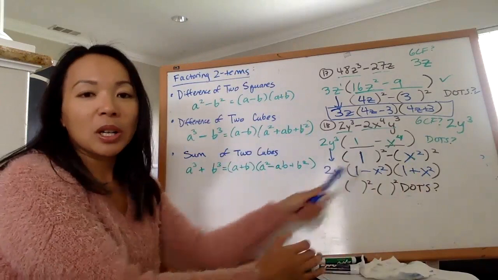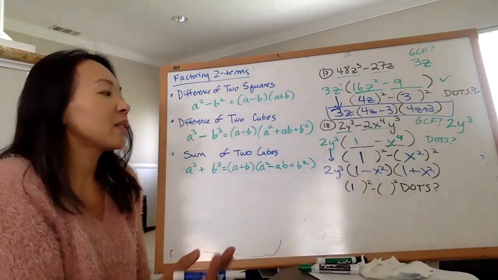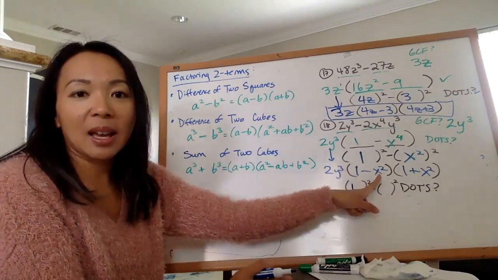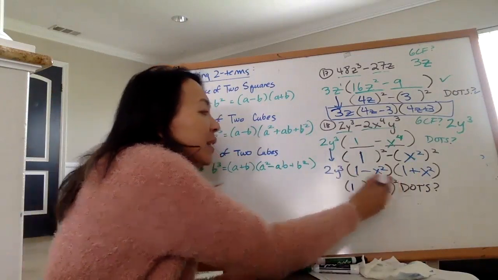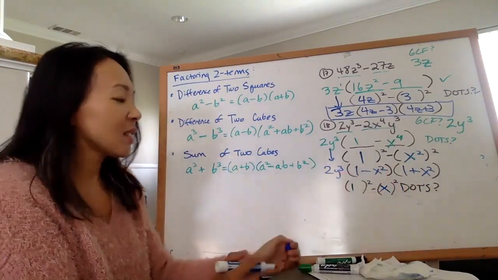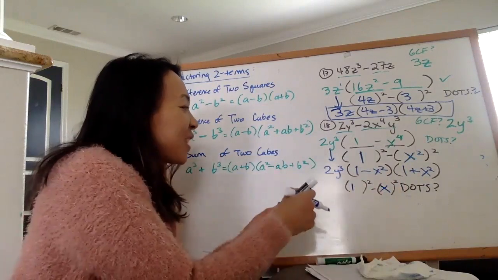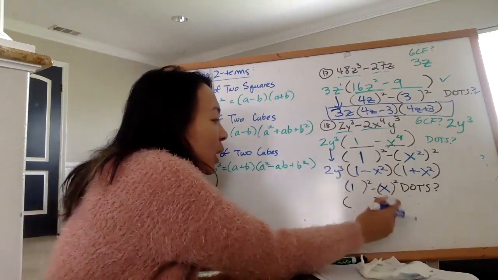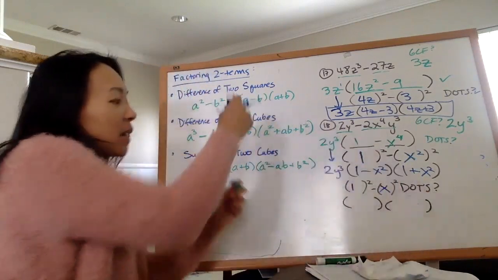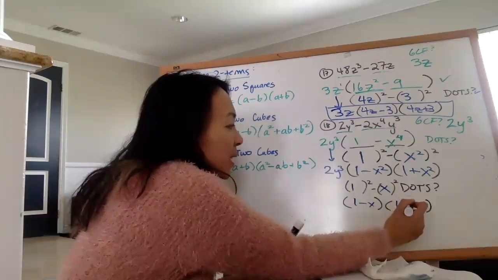Is something being squared to give me 1? Yep, 1 squared gives me 1. Is something squared to give me x squared? Yep, x, when it's squared, gives me x squared. So yes, it is a DOTS. I'm doing so many DOTS problems, I didn't intend to do that. But anyways, factoring it using the formula a minus b times a plus b, it's 1 minus x times 1 plus x.